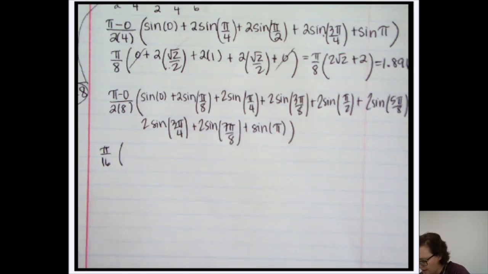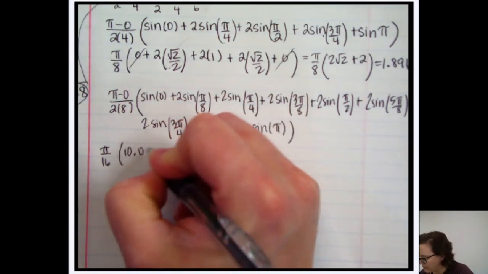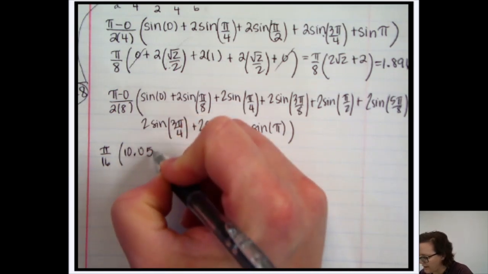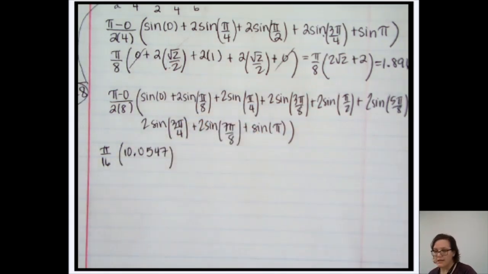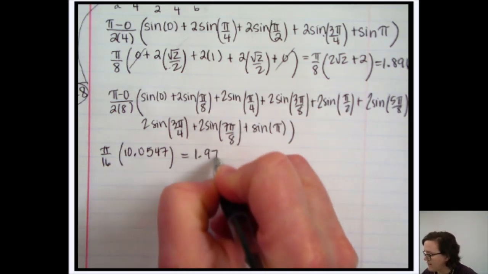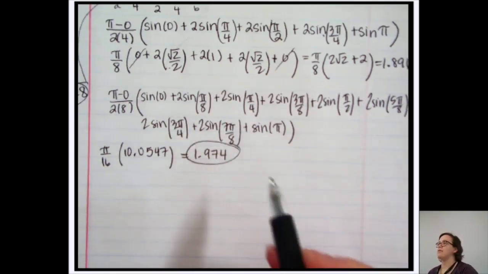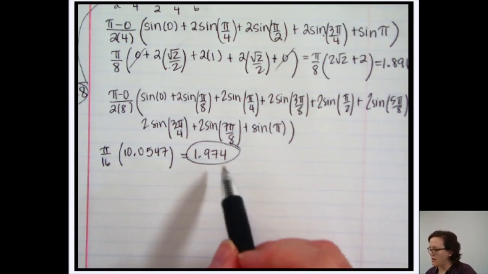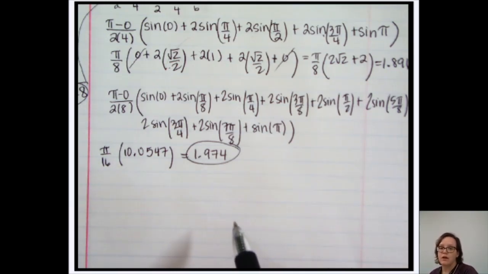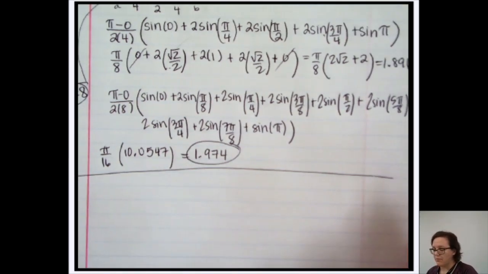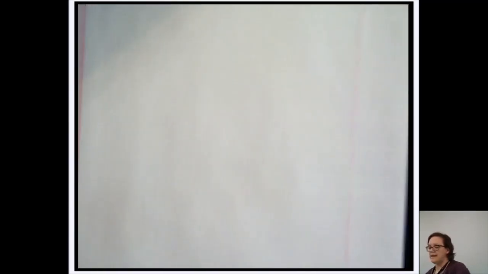And I just got an error. Let's see, maybe. Okay, so I got, we're going to hope this is good, 10.0547-ish. Now I need to take it times pi, divide by 16. And we get 1.974. So we are only about 3/100ths of the way away just by going one more interval in. Hopefully that makes sense. Let's try it with a couple more, and we'll call it good for today.